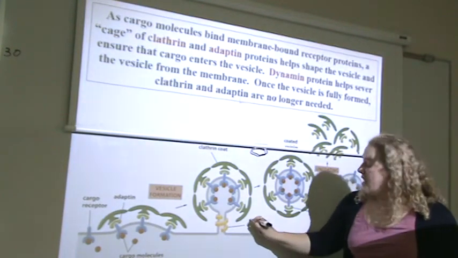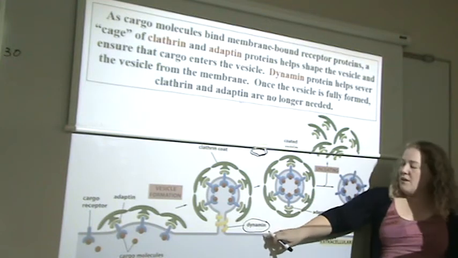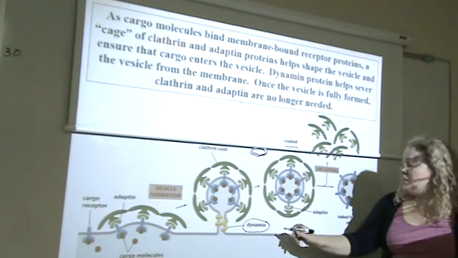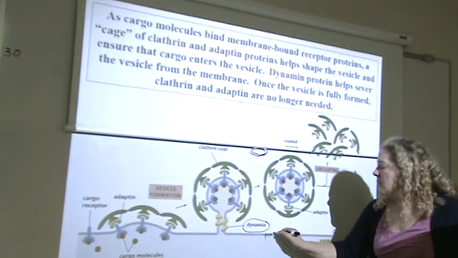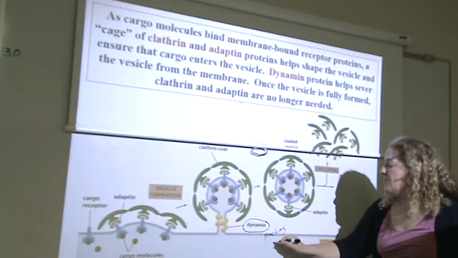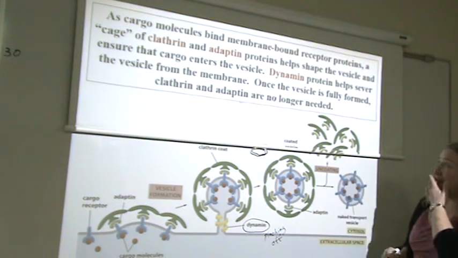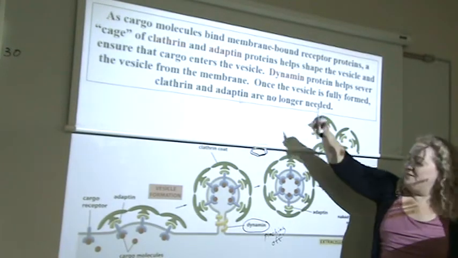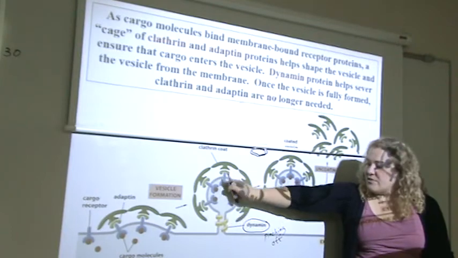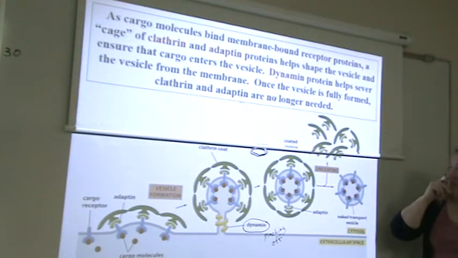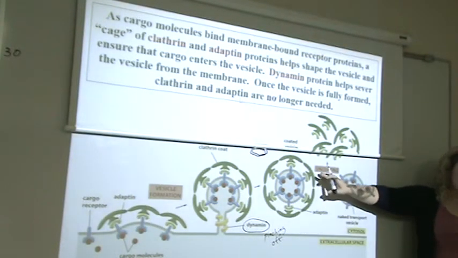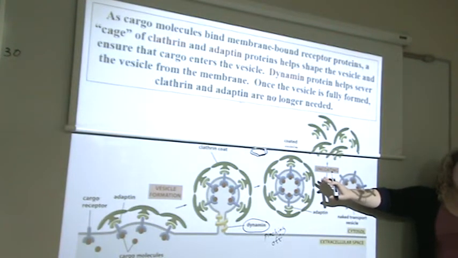And where dynamin comes in, the way I remember it is dynamics is showing some kind of movement. Dynamin is what's really doing the pinching off process. Or the severing part of, all right, I've pulled this vesicle, I've got this membrane segment stretching out here. Dynamin is going to help sever that. And then once the vesicle is formed, it's formed. It's going to be fairly stable at that point.